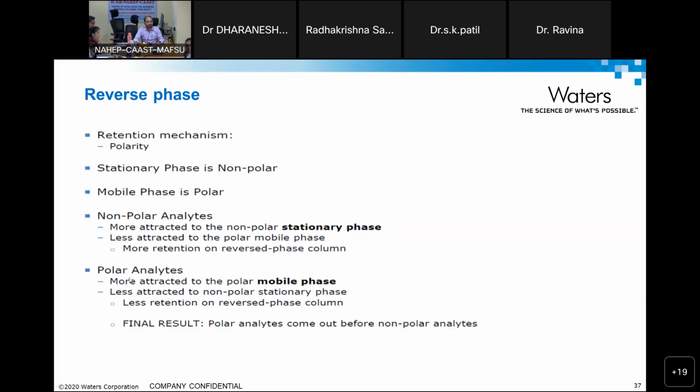Whereas in the case of polar analytes in the sample, they would be more attracted to the polar mobile phase and less attracted to the non-polar stationary phase, and hence they will have less retention on the reverse phase column. So the final outcome would be, in case of reverse phase, polar analytes will elute out before the non-polar analytes, as they will have lesser retention on the stationary phase.